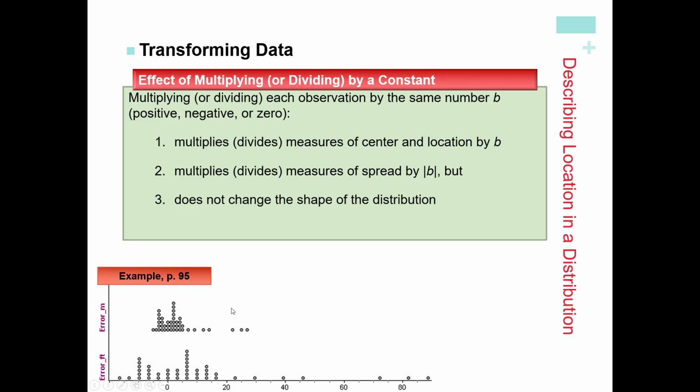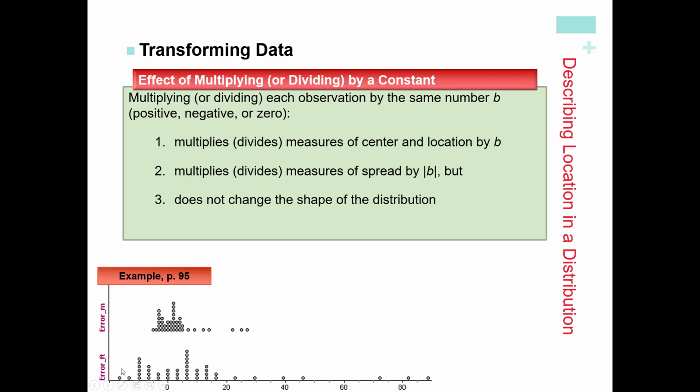We see down here at the bottom that error m has this tight distribution, it's not very spread out, the center's around, I don't know, maybe 0. The mean's probably a little higher than that because of this strong right skew. And it's not very spread out at all.